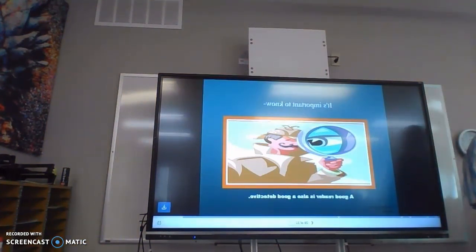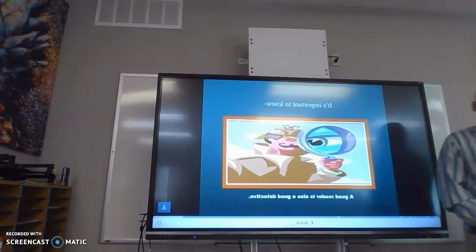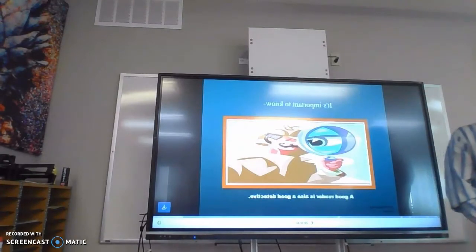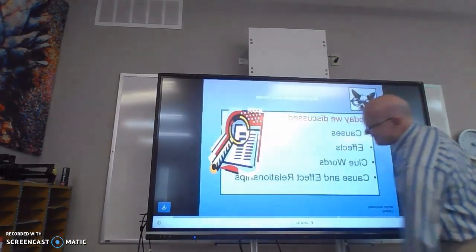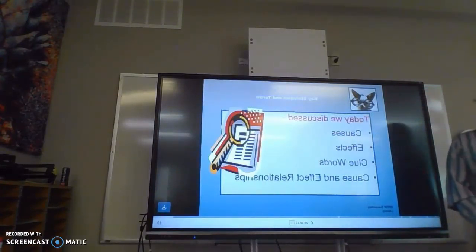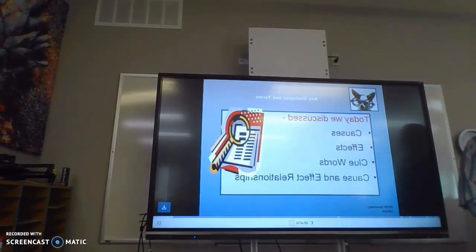This is important to know. What makes a good reader? Noel? A good detective. Yes. Okay, so today we discussed cause, effect, clue words, cause and effect relationships.